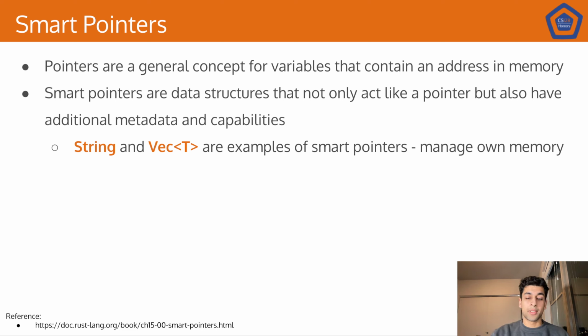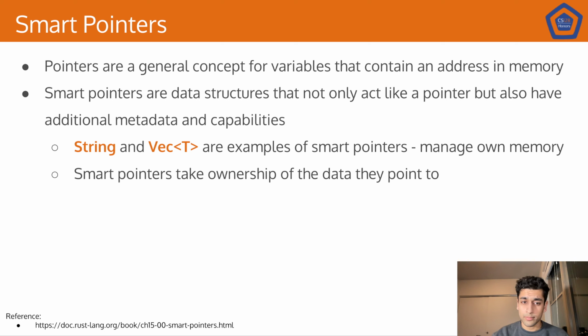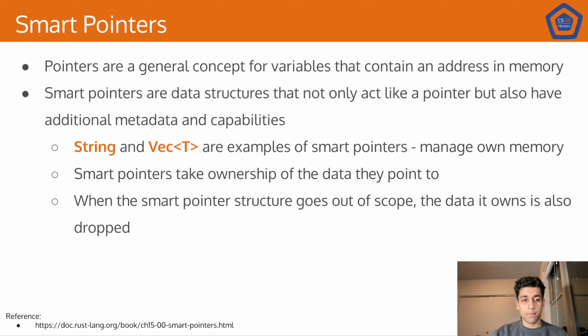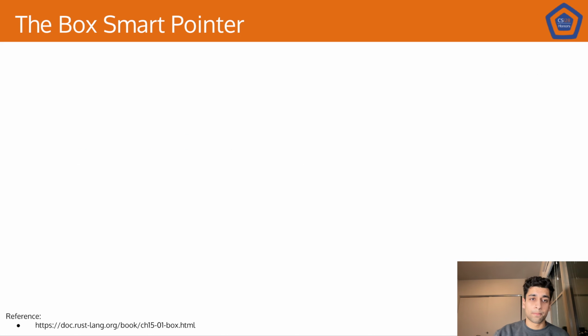So string and vector, they're smart pointers. They manage their own memory. So when you drop a variable of type string, all that data on the heap is freed up. Same thing with vector, and you're able to reclaim that memory under the hood. Smart pointers take ownership of the data that they point to. And so when the variable that owns the smart pointer goes out of scope, the data that the smart pointer points to is also dropped. So when your smart pointer structure is out of scope, data is dropped.